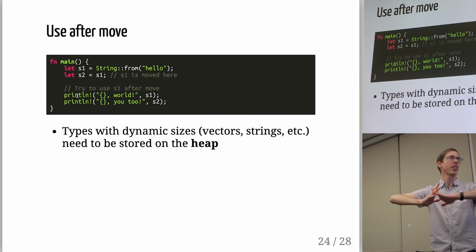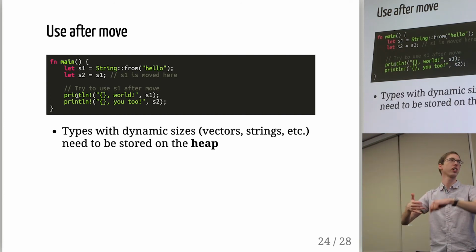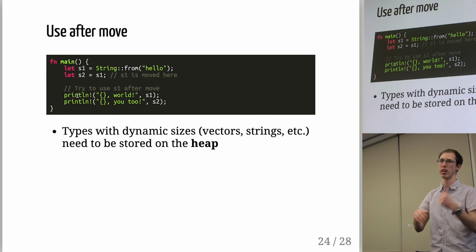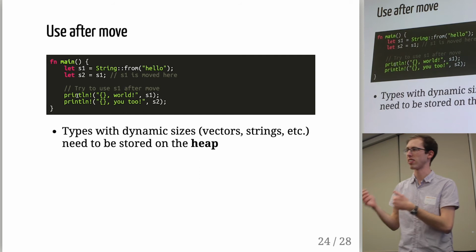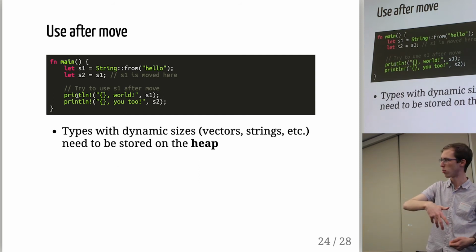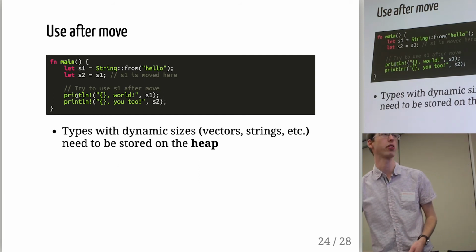So any type with a dynamic size, so think strings and vectors, hash maps, whatever, anything that can grow, right? That has to live on the heap, and that has to get allocated. It'll get deallocated when you're done with it, and someone has to own it. So cool.